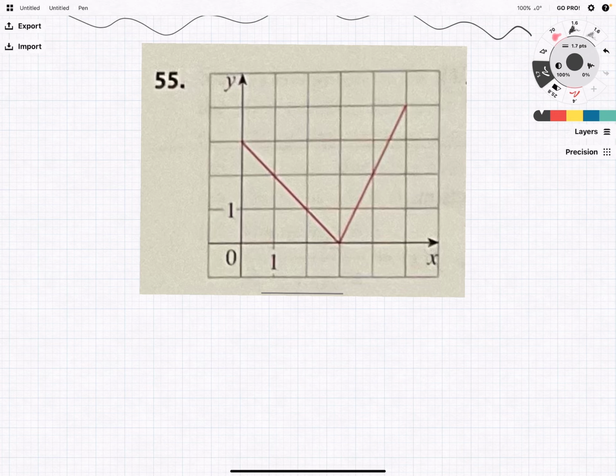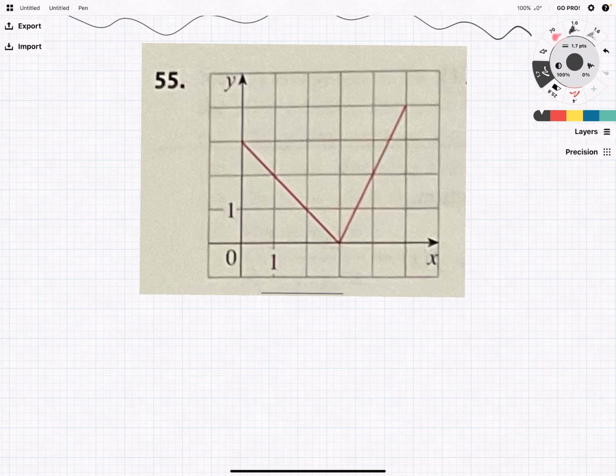This is Stewart Calculus 8th edition, section 1.1, problem number 55. For this problem, we're given a graph and we're supposed to write the function for this graph. It sort of looks like an absolute value function, but we have two different slopes, so it's not quite an absolute value function. It looks more like a combination of two linear functions.